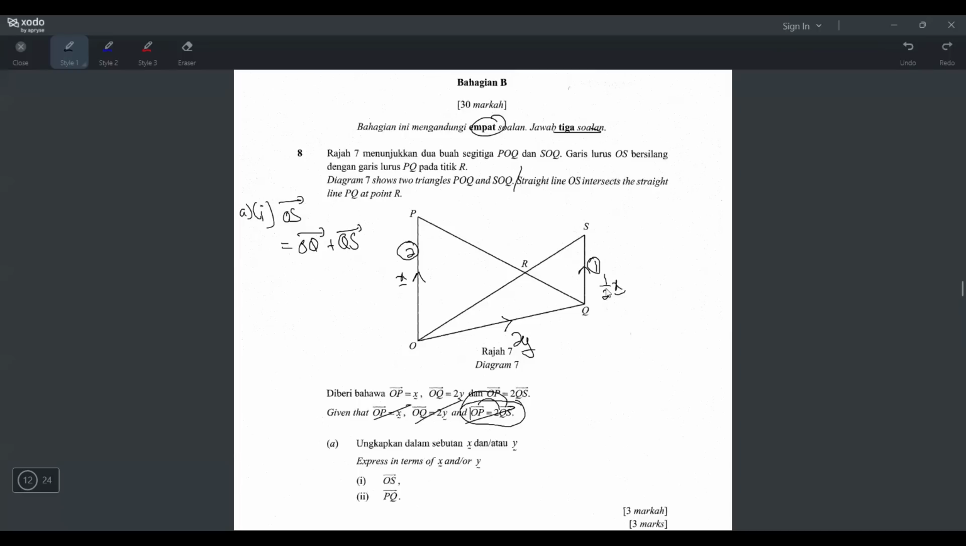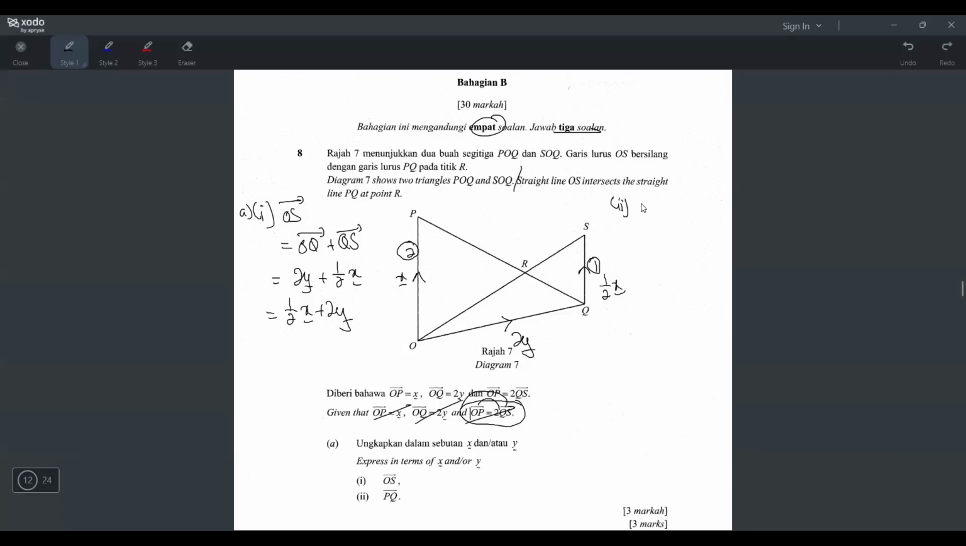You see? So it's always recommended to find all the information yang you boleh cari, you cari saja. Tak kira lah soalan ada guna, ada tanya ke tak, you just cari saja. Yang mana yang you possible boleh cari, you cari dulu. So OQ plus QS. So now your working becomes easy already. 2Y plus 1 over 2X. So but let's write 1 over 2X plus 2Y. Okay, you kena susun because follow the alphabet. Nah, X baru sampai Y. Okay, this is the answer.